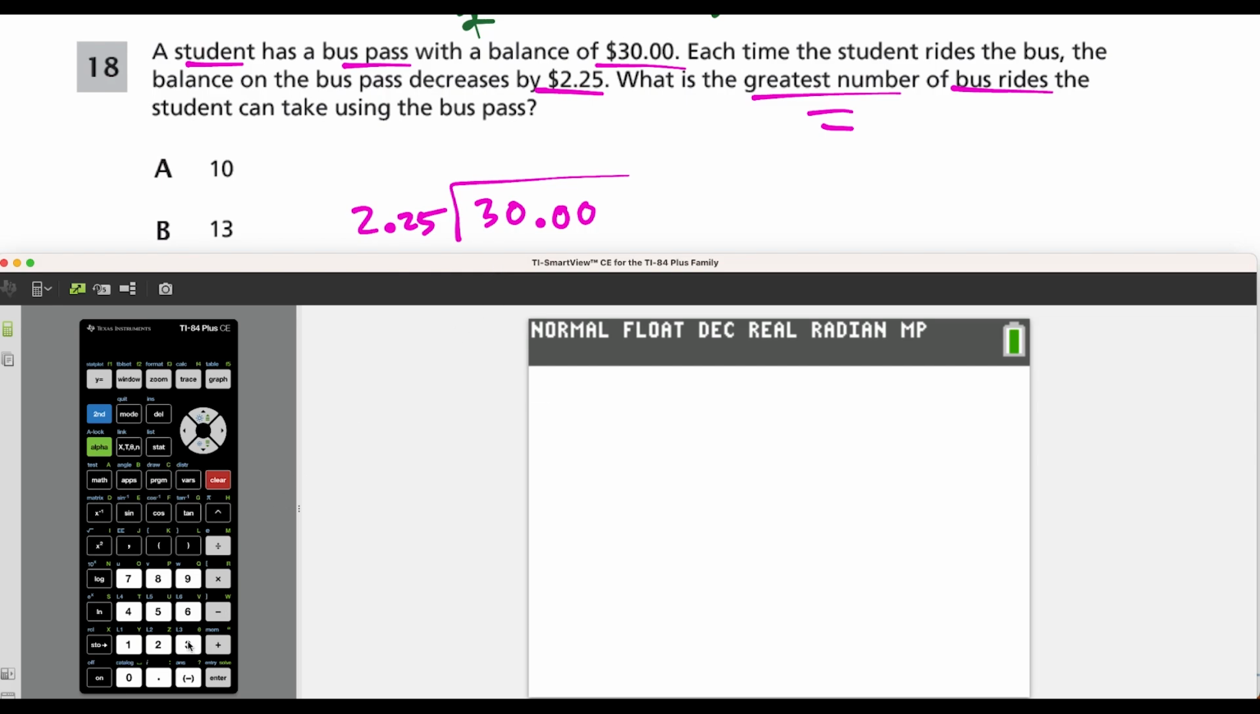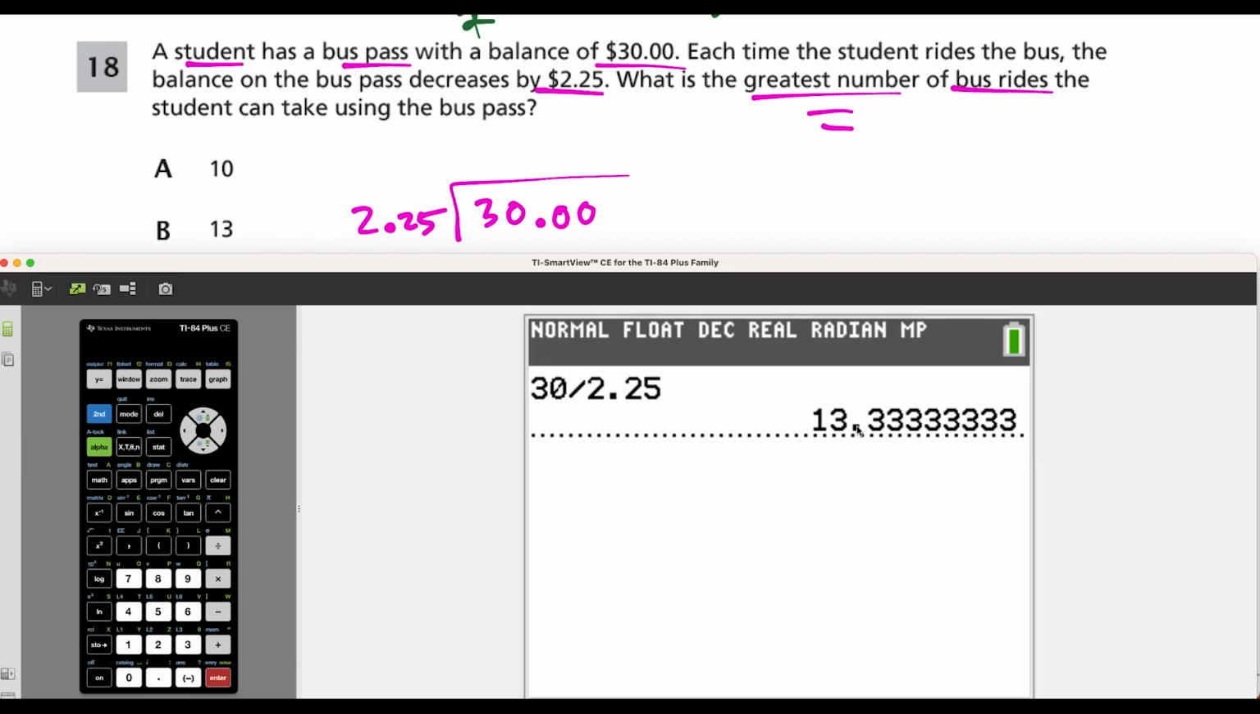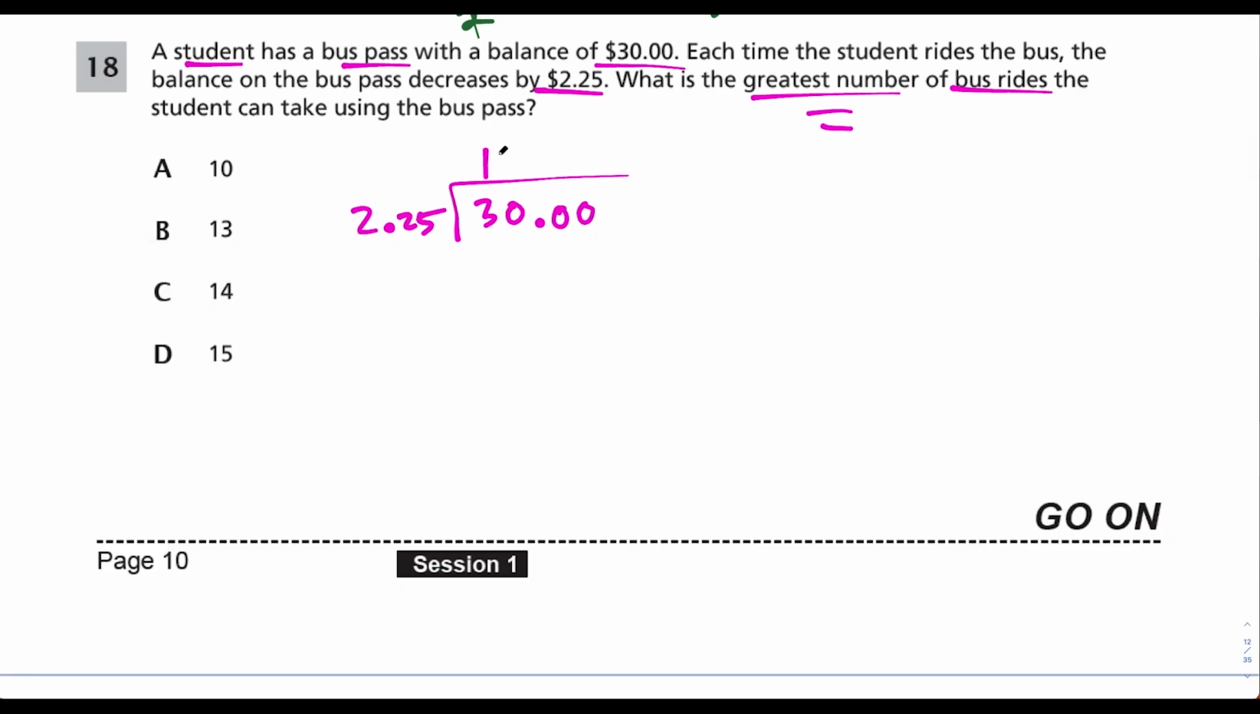Now, we could do long division, but we do have a calculator, so we could just do 30 divided by 2.25 like this, and this is going to work out to 13-point repeating 3. So we have 13-point repeating 3 like this, but we need to interpret this answer in the context of the question. The greatest number of bus rides needs to be a whole number, because you can't start the bus ride and then they just throw you off the bus 1/3 of the way there, okay? Once you get on the bus, that counts as a bus ride. So here, if they could afford 13-point repeating 3, they're not going to let them on for that 1/3 of a bus ride. So they could only afford 13 full bus rides. So choice B would be our answer.